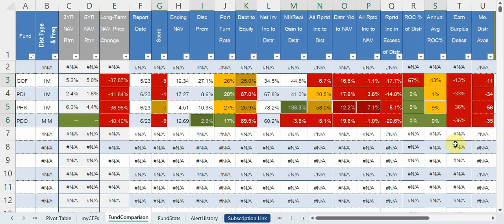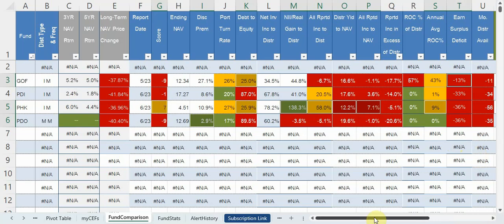For example, for GOF, you have the earnings surplus deficit of negative 13%, which equates to a negative 11 monthly distributions. And the situation's more severe with the PIMCO funds, averaging around 30+% each and creating a huge monthly distribution available deficit. None of these are good, but GOF is the least worse. So GOF gets the win in that category.